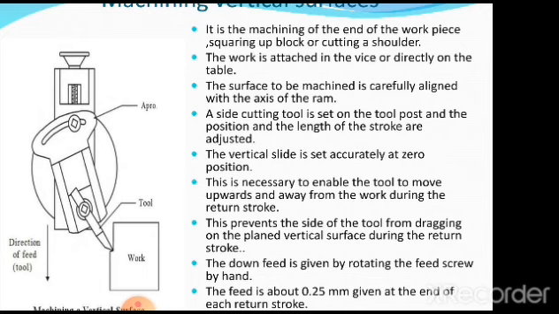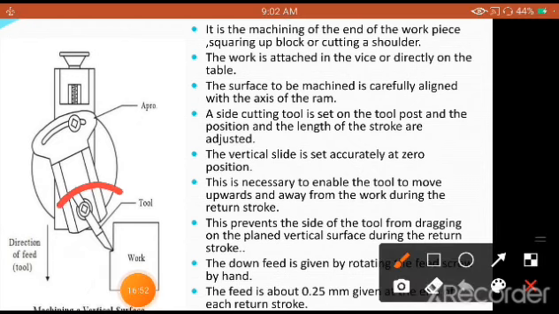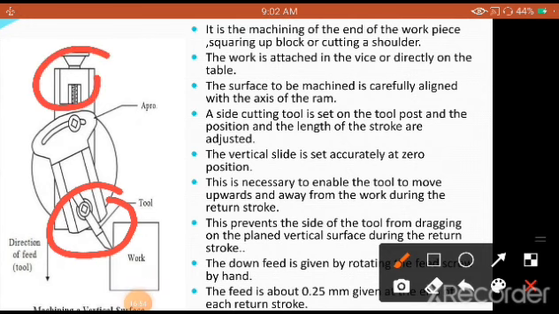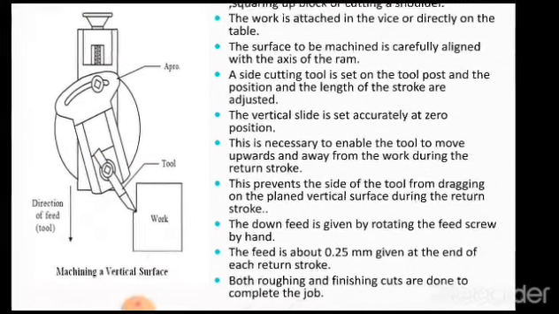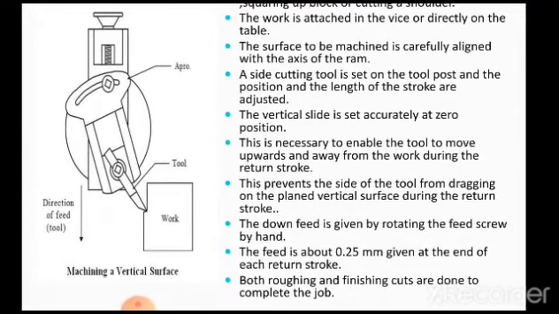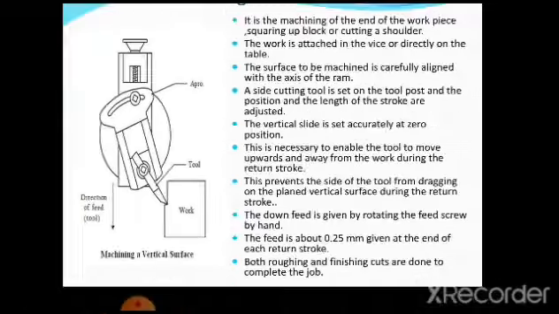The down feed is given by rotating the feed screw by hand. This is very, very important. So once this inclination is adjusted, the feed is given with the help of this hand wheel. Okay, down feed for cutting operation. The feed is about 0.25 millimeter given at the end of each return stroke. Both roughing and finishing cuts are done to complete the job. Whenever I want, roughing cuts can be given and finishing cuts can also be given here.